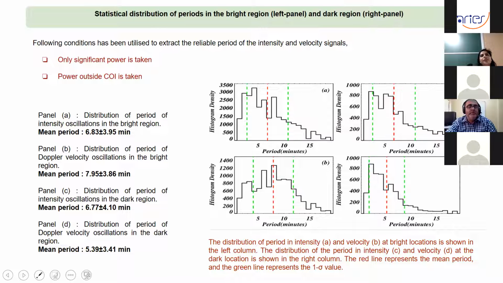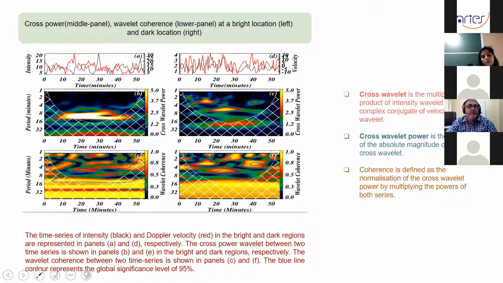So till that, we have analyzed oscillation in bright and dark region. After that, we have also computed the phase difference between intensity and velocity signal to understand the physical nature of these waves. For this, we have used cross power wavelet coherence in our work.